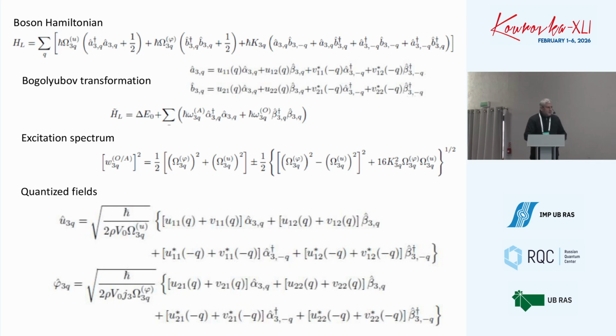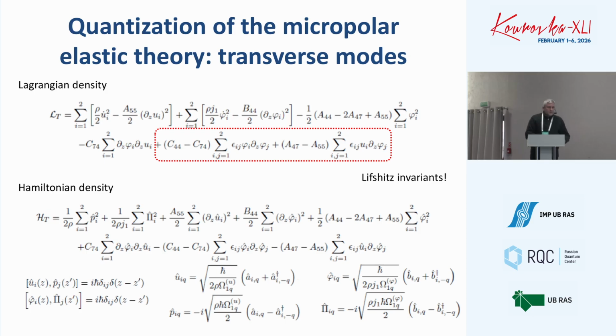As appropriate, we get operators for the displacement and the rotation as a function of the k vector, expressed via the quasi-particle creation and annihilation operators. For transverse modes, the situation is much more interesting. If we construct a Lagrangian density from the classical equations, we see that two specific terms appear here. They contain terms linear in the gradient of the rotational fields. This is nothing but the Lifshitz invariant. So if we were dealing with a spin subsystem, we would say that micropolar theory introduces the Dzyaloshinskii-Moriya interaction to the theory. So the use of micropolar theory is quite natural for non-centrosymmetric crystals.